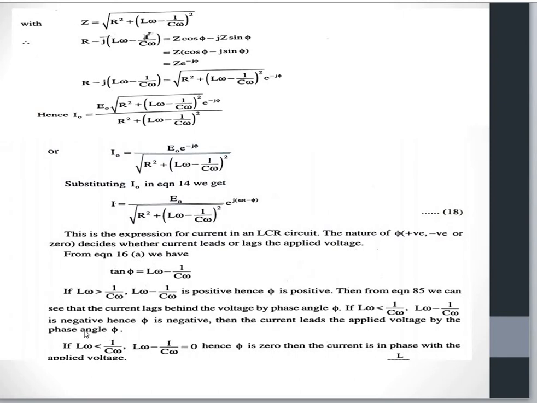So we discussed these two cases. When L omega is equal to 1 by C omega, or L omega minus 1 by C omega is 0, in that case resonance happens in the circuit. In that case, current and voltage are in phase.